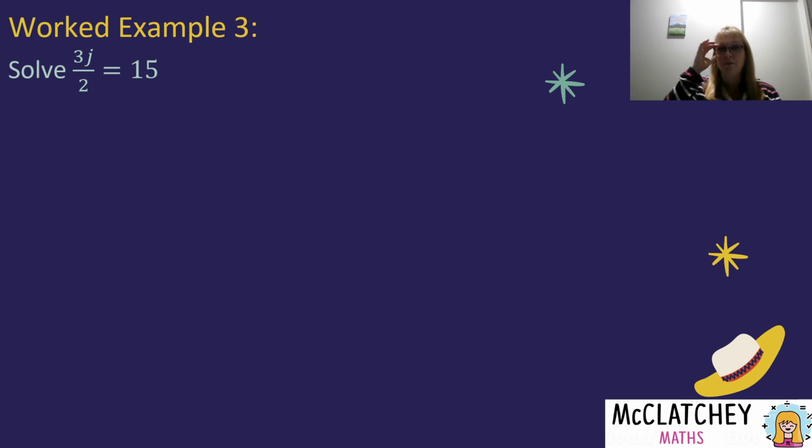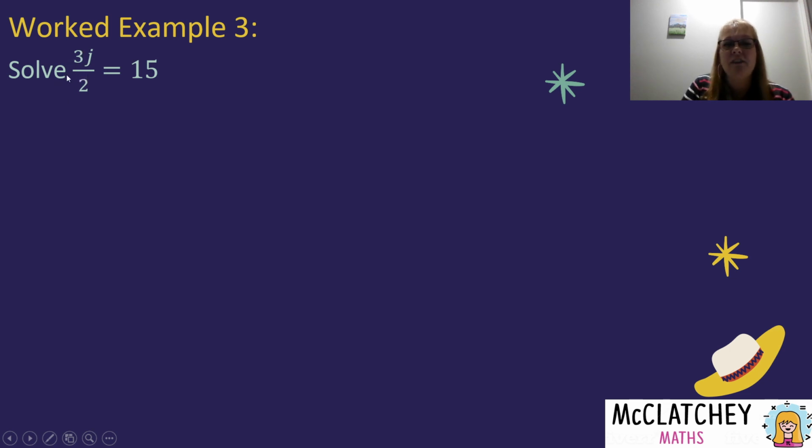My third example today. Now we're looking at some fraction work, but don't be too scared, because let's have a look and inspect over here. I've got 3 times j, and the whole thing's divided by 2. So I'm going to undo this denominator first. Remember, we said to leave the 3j till last. Okay, so we'll undo this first.